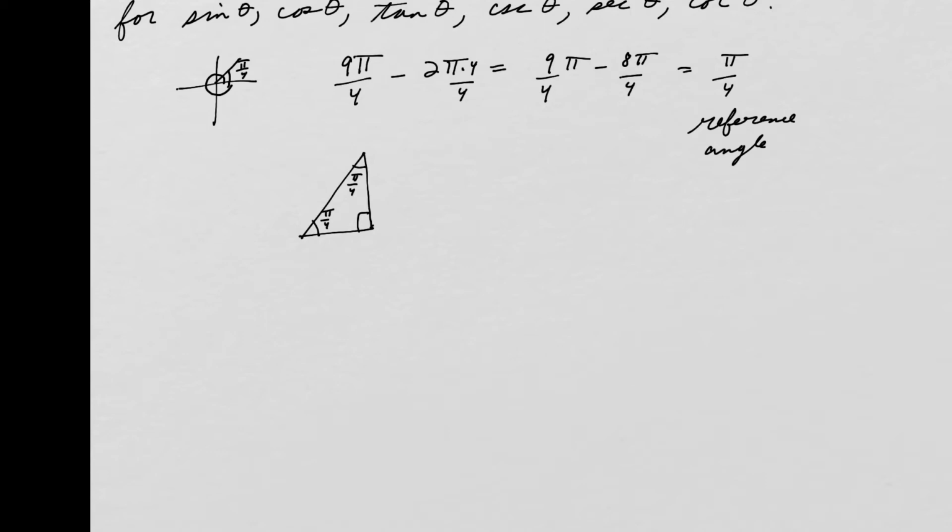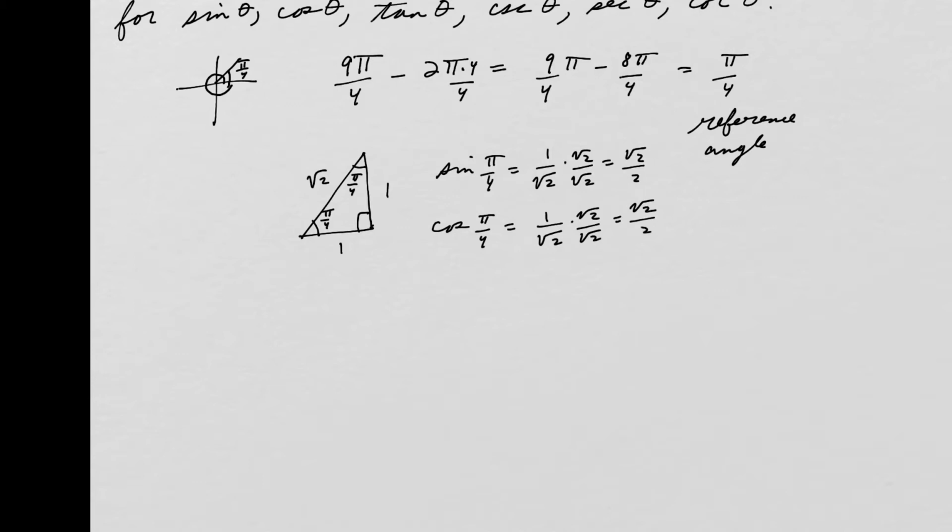So remember, this is 1, 1, radical 2, right? So sine of pi over 4 was equal to opposite, which is 1, over hypotenuse. And then if I rationalize the denominator, this is going to be radical 2 over 2. And then cosine of pi over 4 was adjacent divided by hypotenuse. But then if I rationalize the denominator, this is also going to be radical 2 over 2.